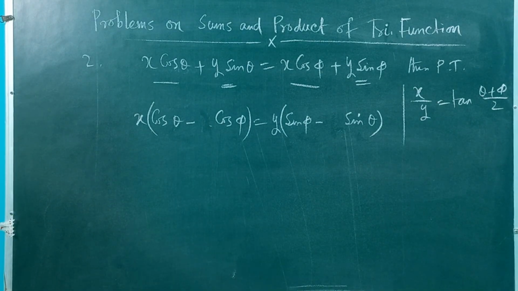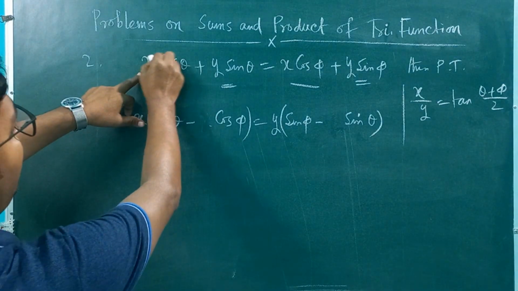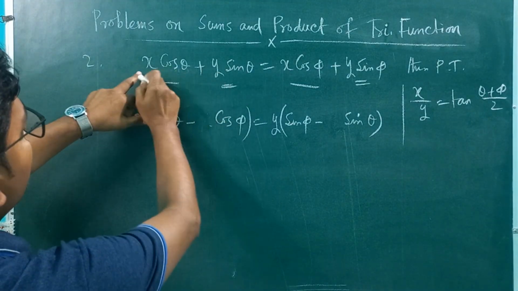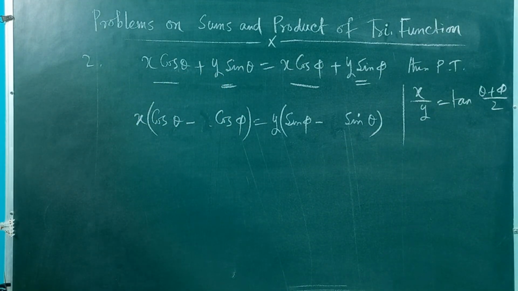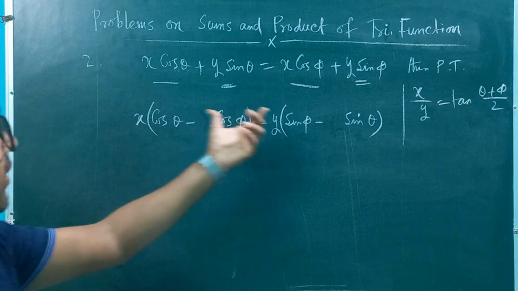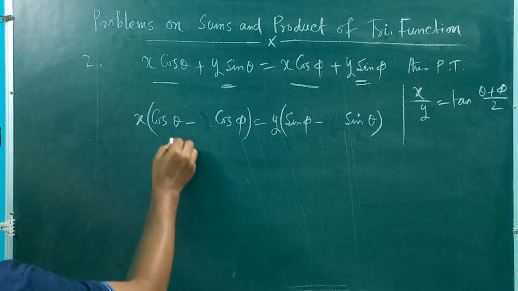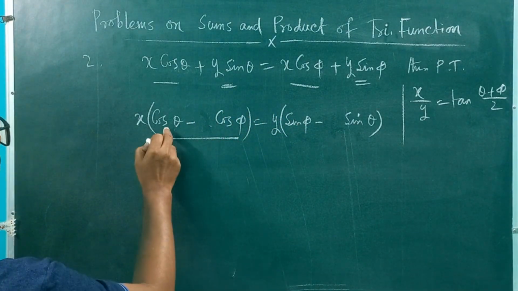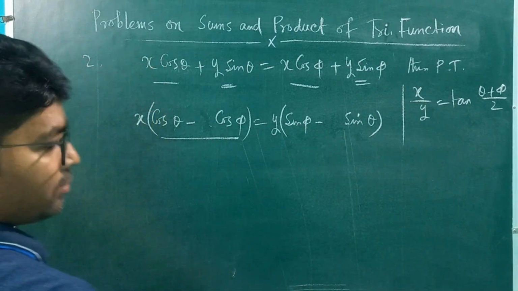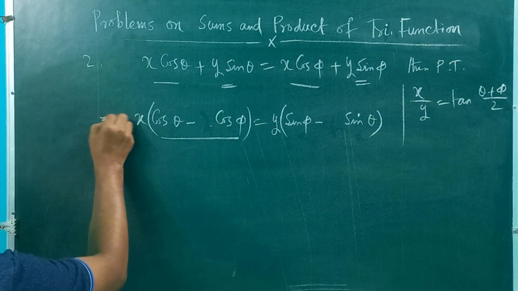Otherwise, you cannot apply the formula here, because this one is cos, this one is sin, this one x, this one y. But if you take all the x terms to the left side and all the y terms to the right side, then you will get this structure: cos c minus cos d, and this one sin c minus sin d. So we will apply the rules here.